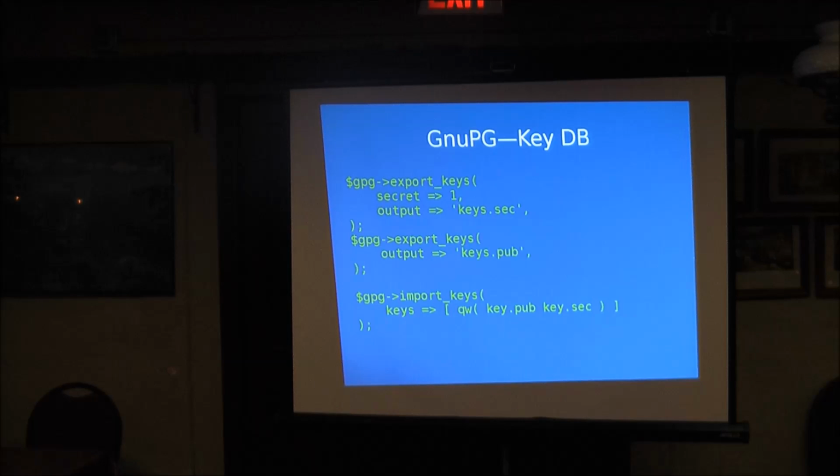Once we have a key, we need to output it. So we're going to say this will include the private keys with the secret flag here, and output to this file. And then all the public keys will just go in this file. Then when we want to use them again later, we just say import keys, and here's a whole list of them.